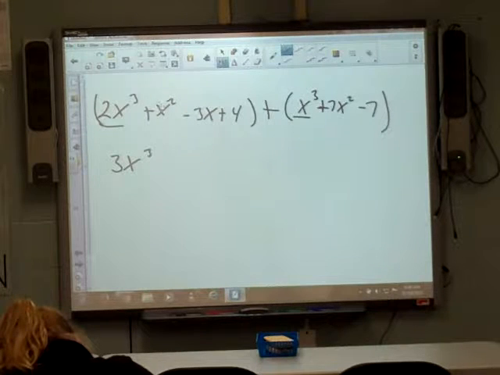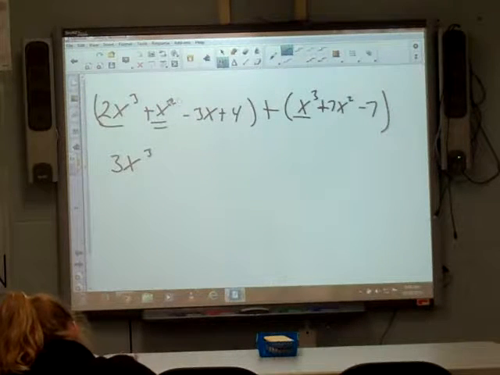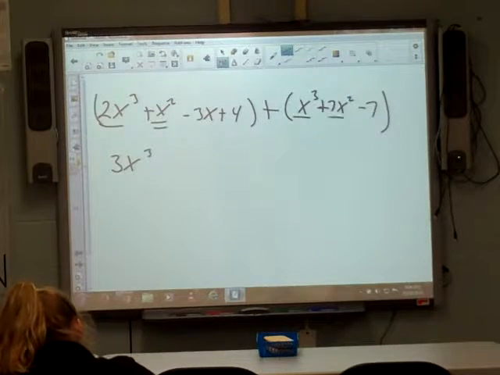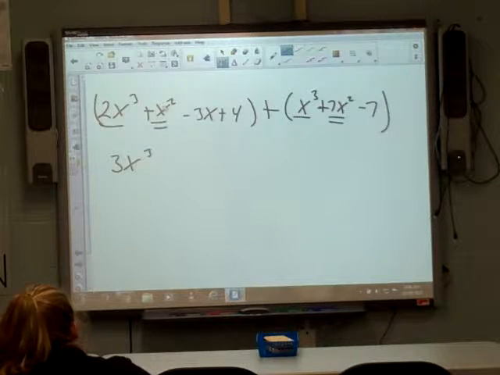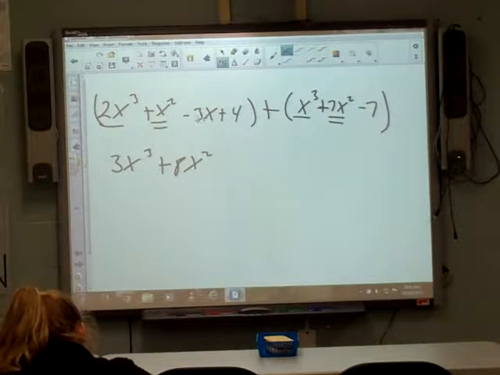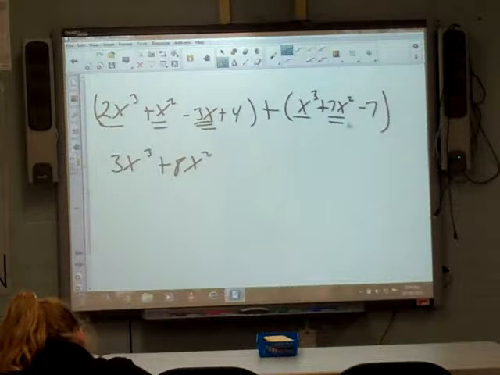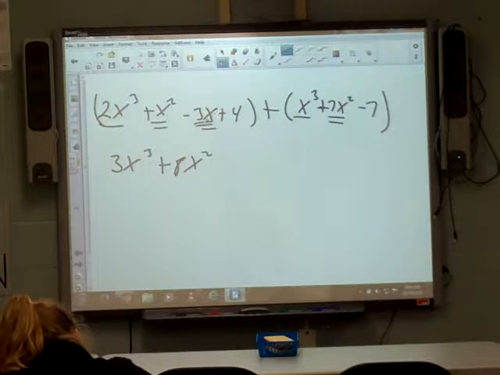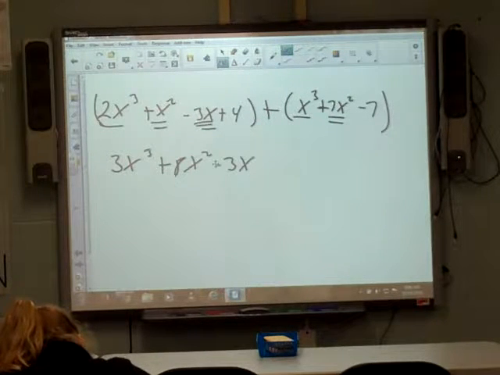Now on the left I've got an x squared, so I have to hunt for an x squared in the other one. Yep, there's one right there. So I've got a 1x squared plus a 7x squared, and that gets me a positive 8x squared. Now I've got a negative 3x. Do I have an x to the first in the other one? No. So negative 3x plus 0x just stays negative 3x.